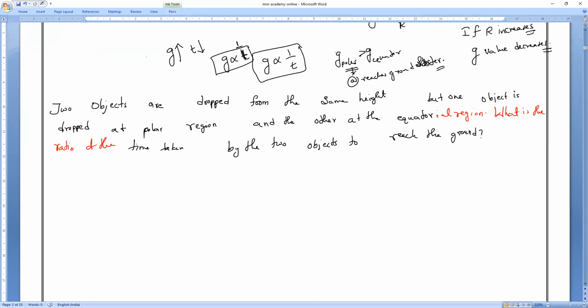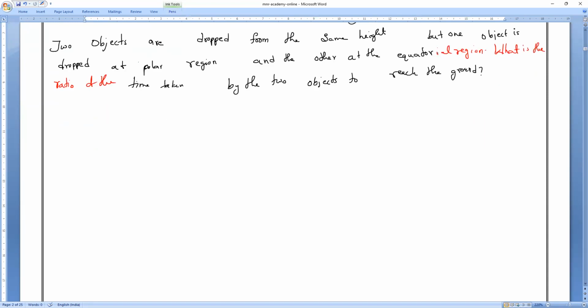So we all know, let there be a certain height, the same height in both cases. Let us take one at the poles and another at the equator, let me write it now. Suppose both the objects are dropped at the same time from a height h. We only have to find the time. Okay, so take the height as h.